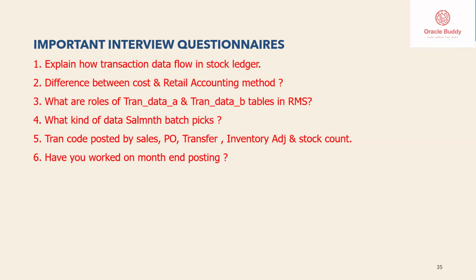What are the roles of trend data A and trend data B tables in RMS? What kind of data does the SAL month batch pick? Next question is trend codes posted by sales, PO, transfer, inventory adjustment, and stock count.